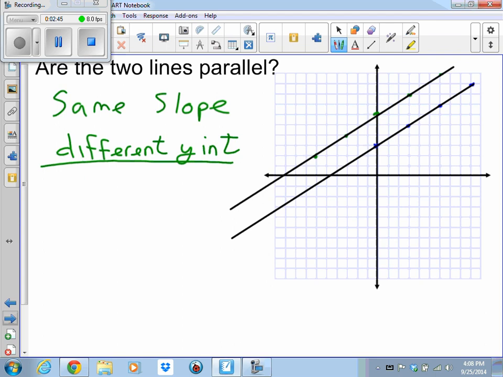Okay, so when we have two lines, we're not just going to look at it and say, oh, it looks pretty, it looks the same. We're going to count. So this one, we go up 1, 2, 1, 2, 3. My slope is 2/3. Same thing on here. We go 1, 2, 1, 2, 3. My slope is 2/3. Therefore, the lines are parallel.